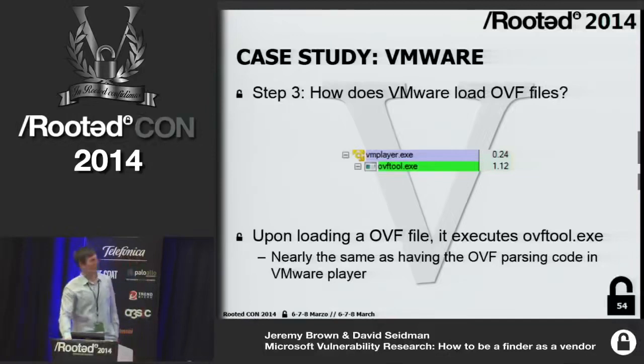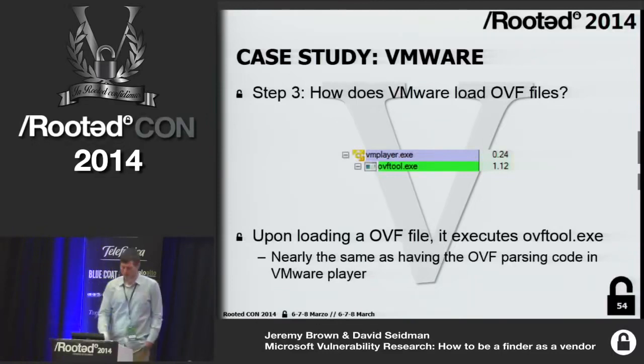How does VMware load OVF files? Our handy Sysinternals tools can show us that it's actually not done internally. It's actually calling ovftool.exe and parsing it from there. Okay, what is ovftool.exe? Obviously a tool for OVF files, but until you actually see this, you would maybe assume vmplayer.exe would be parsing the files. So upon loading it, it executes the OVF tool.